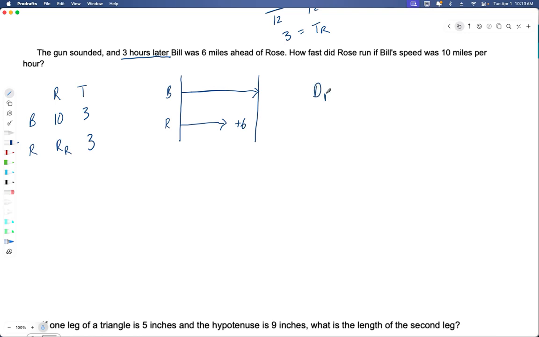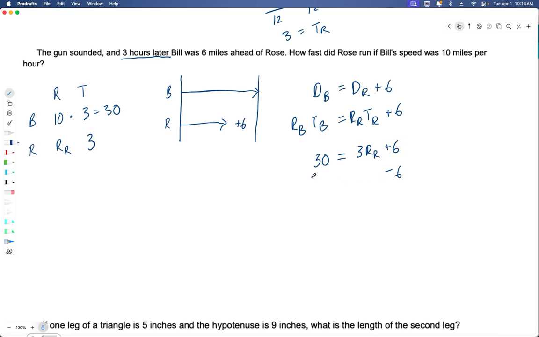The distance of Bill is equal to the distance of Rose plus 6. Rate of Bill times time of Bill equals rate of Rose times time of Rose, plus 6. Now this is going to be much easier to solve. We know that the rate and time of Bill, that's going to be 30. We know that the rate of Rose is unknown, but the time of Rose is 3. So that's 3 times the rate of Rose, plus 6.